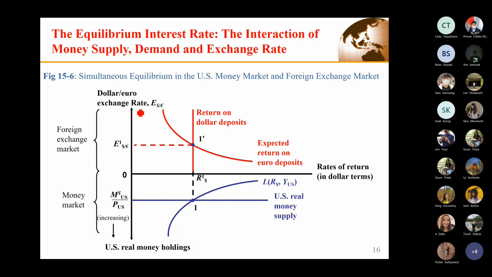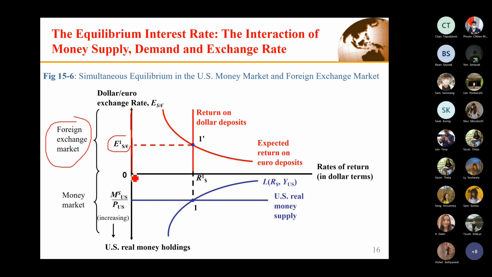On the upper part here, I have the foreign exchange market. Remember that the foreign exchange market is the market where people buy and sell foreign currency. We have the exchange rate here on the vertical axis, which is the exchange rate between euro and US dollar. Suppose that the US dollar is the home currency, so euro is the foreign currency. If we move upward here, it means that the euro becomes expensive or appreciates, and the dollar depreciates.